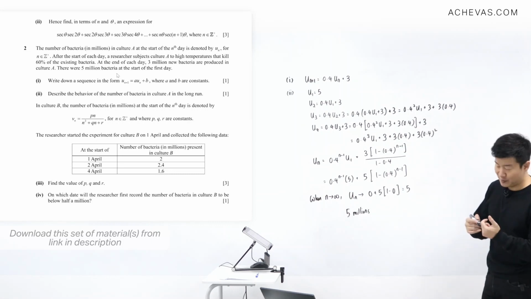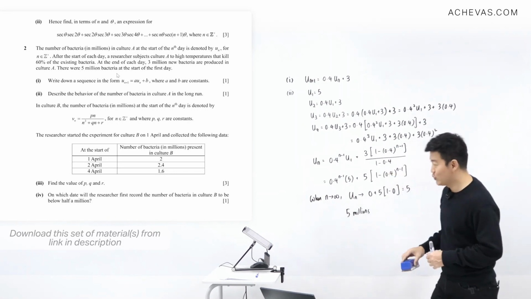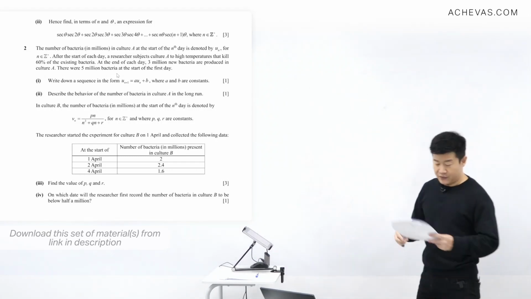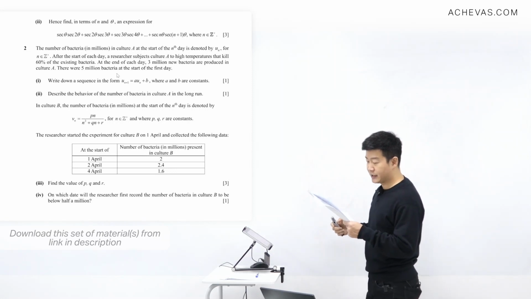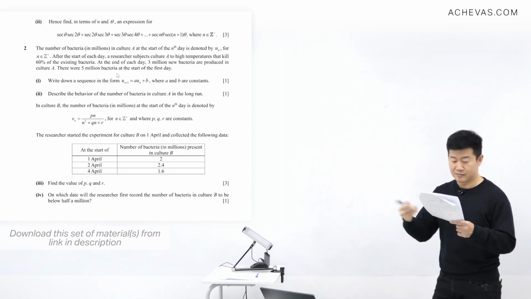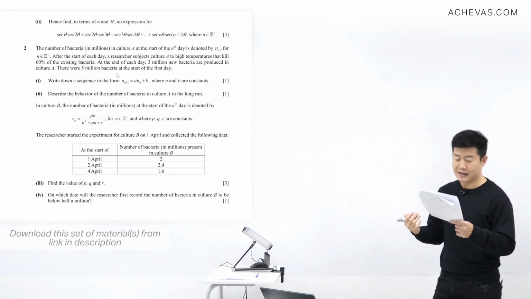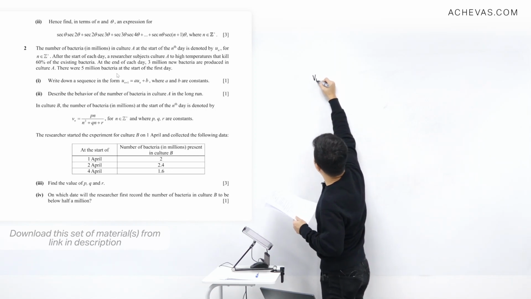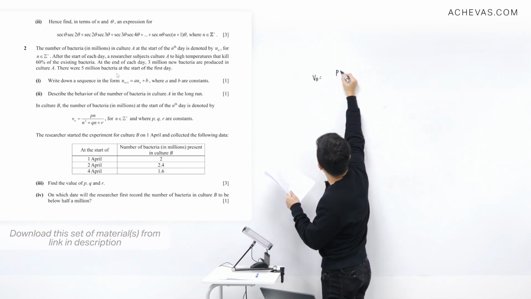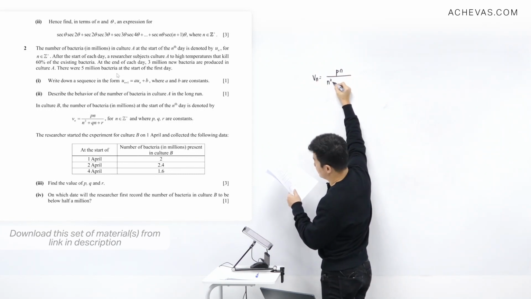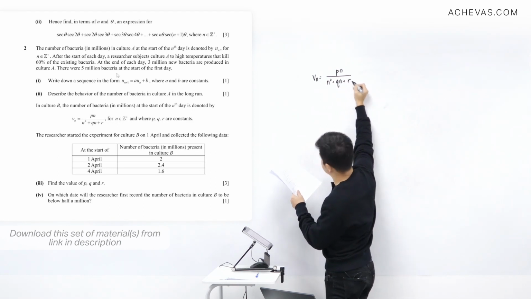I need some space, so I'm going to erase this and continue with the next part, part 3 of the question. In part 3 of this question, we are looking at culture B, and the number of bacteria is going to continue to be recorded in millions. And this time, for the nth day, the number of bacteria is going to be Vn. It is given to us that Vn is equal to Pn divided by n squared plus Qn plus R.